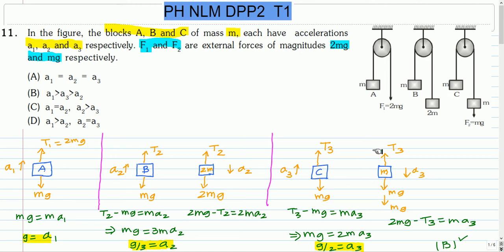Similarly, in the third case, let the tension be T3. For this mass m, the upward force is the tension force of the string, and the downward forces are the weight of the block m and, in addition to that, another force F2 of value mg. So there are two forces of value mg. So the net force in the downward direction is 2mg minus T3, which should be equal to m into a3. And for block C, T3 minus mg is the net upward force, which is equal to m into a3. Now if you add these two, we get a3 as g by 2. So a1 is the maximum acceleration, and the minimum acceleration is a2. So the correct option is option B.